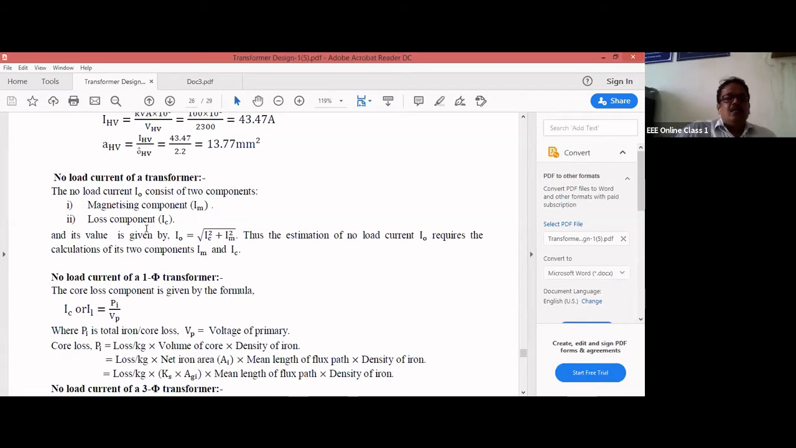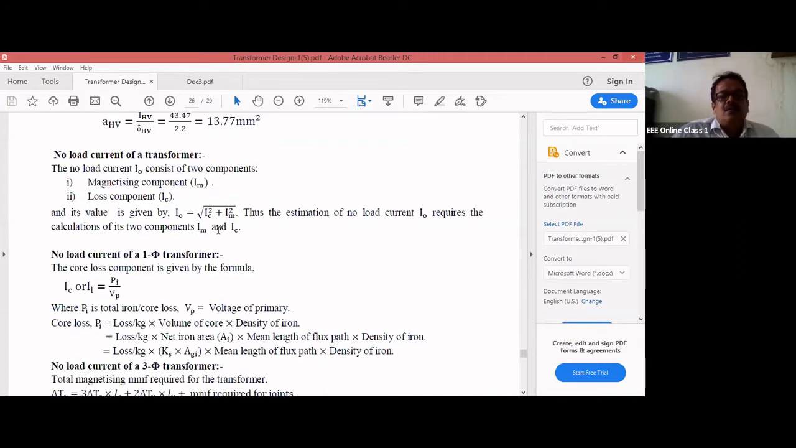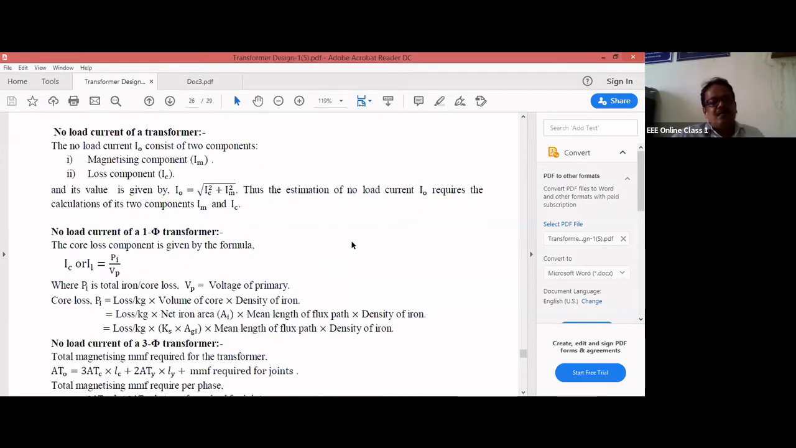Its value can be calculated using the relation I naught is equal to the square root of IC square plus IM square. Thus, the estimation of no load current I naught requires the calculation of two components, namely IC and IM. So, I have to calculate this core loss component and this magnetizing component. Then we will take different cases: the relations that hold good for a single phase transformer, and the relations that hold good for a three phase transformer.